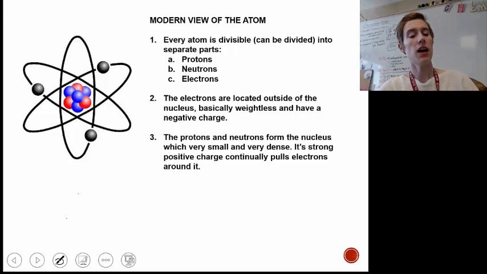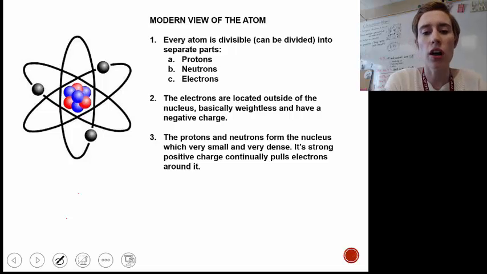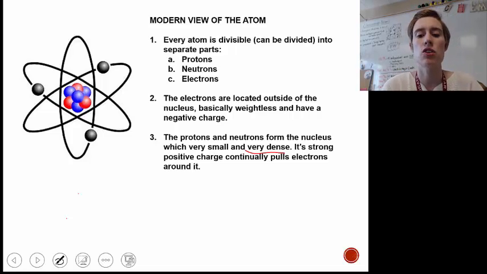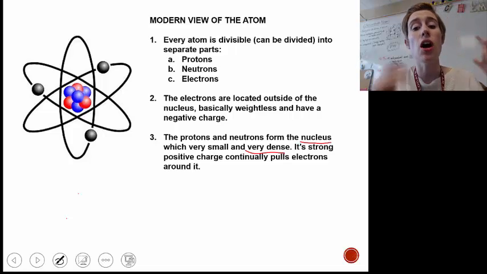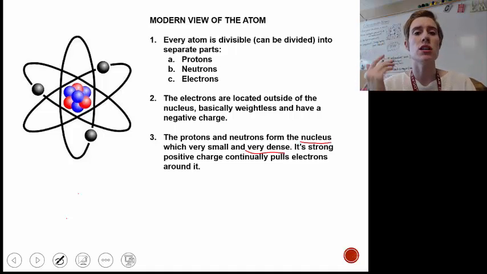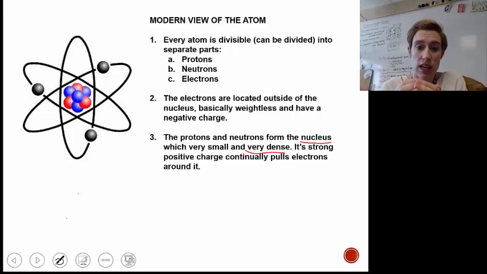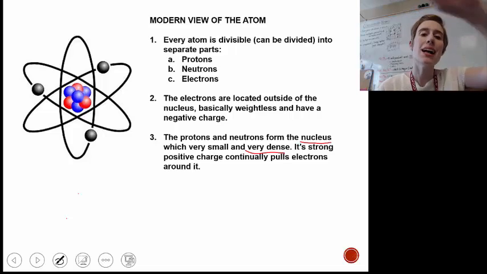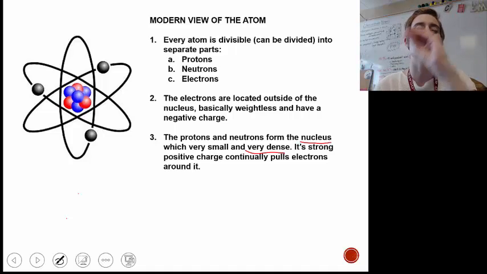And it's dense. All of the mass of the atom is inside of the nucleus. That would be something I would write down on your notes. That's why I'm emphasizing it a couple times. All the mass of the atom is found in the nucleus, mainly because protons and neutrons have a lot of weight, and they are only found together in a really small area, so it's super dense. That also has a strong positive charge because the protons are positive, and so they constantly are pulling electrons around their nucleus. That's why electrons don't just fly off. They're actually kind of attracted to the nucleus.